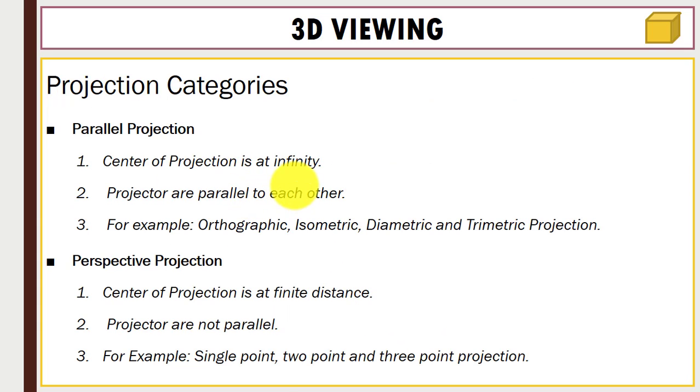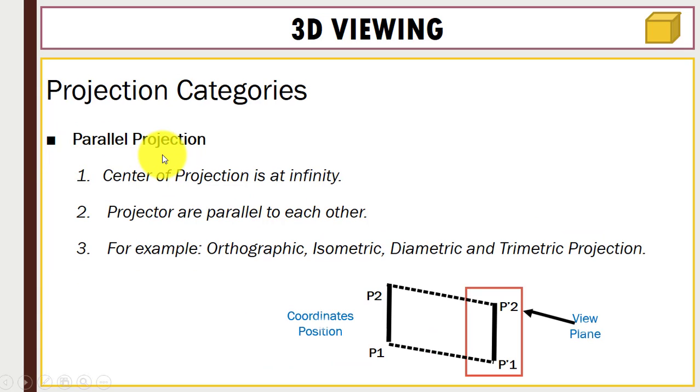Next is the different categories of projection, that is parallel projection and perspective projection. In parallel projection we have the center of projection at infinity, and in perspective projection the center of projection is at a finite distance. In parallel projection, projectors are parallel to each other, and here projectors are not parallel to each other. The examples of parallel projection are orthographic, isometric, dimetric and trimetric. And here we have single point, 2 point, 3 point projection. In this video we will see parallel projection.